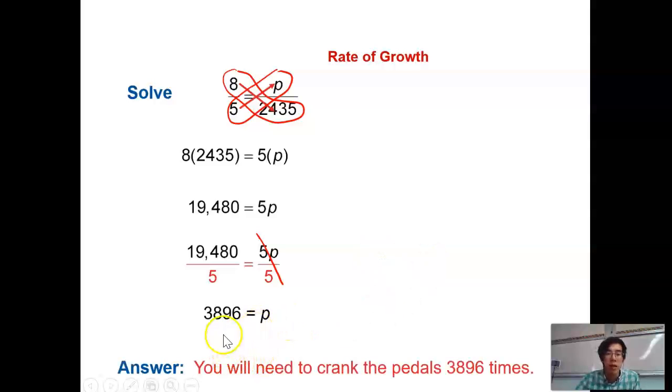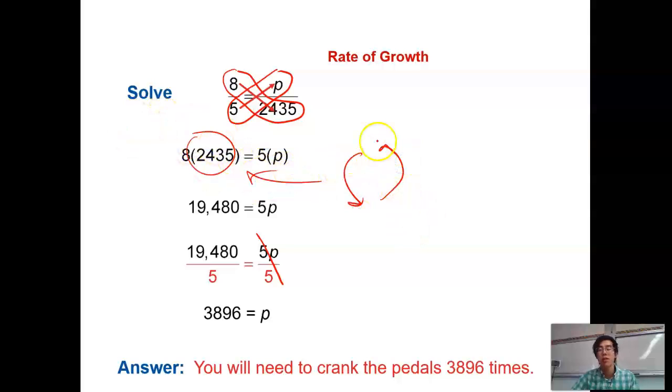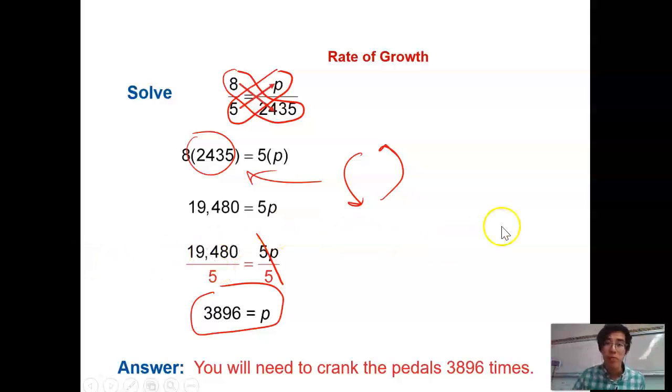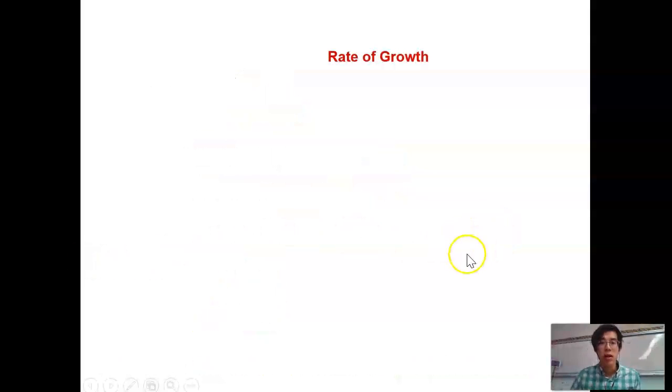And then this means you will need to crank the pedal 3,896 times if the wheel turns this many times. So pretty cool, right? You can scale things from really small values to really big values. So now let's try these examples.